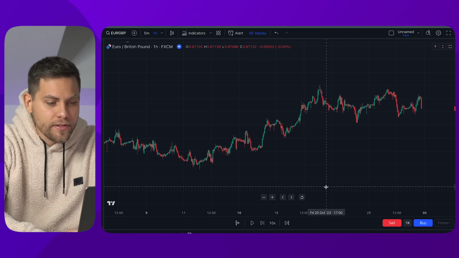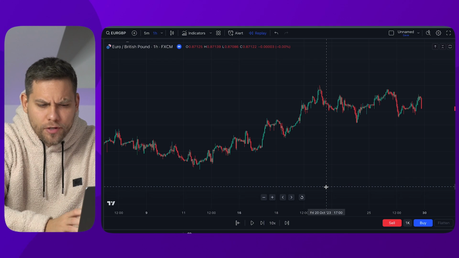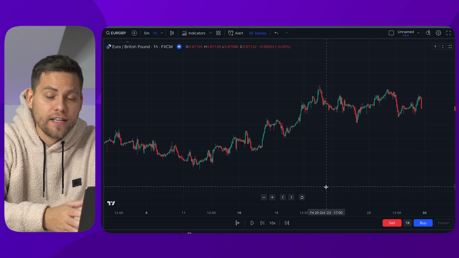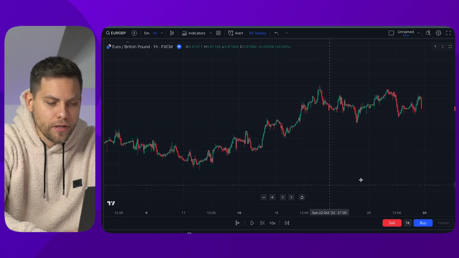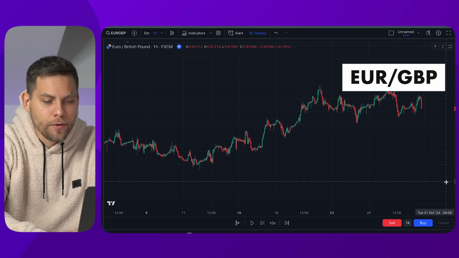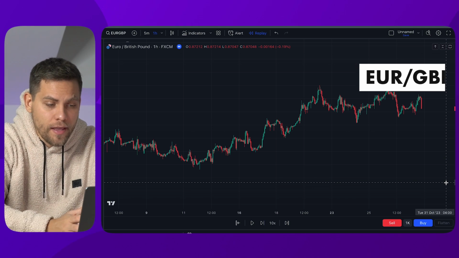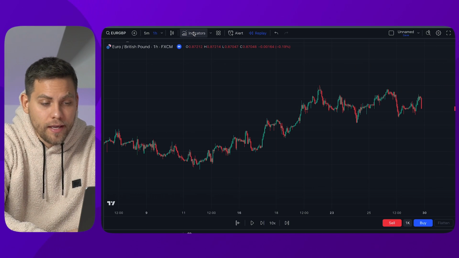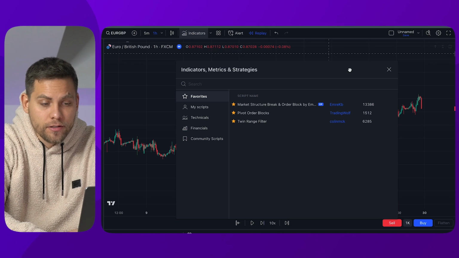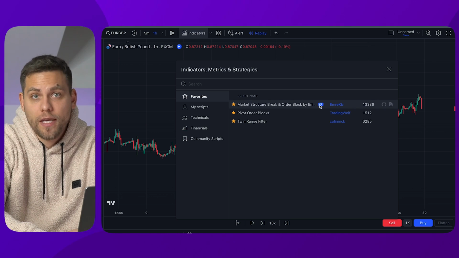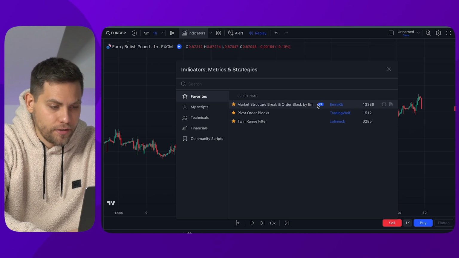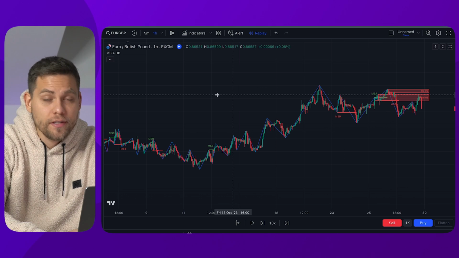Now, let's look at the second order block indicator, so you can choose the one that fits your trading strategy. In this chart, we're looking at the price chart of the euro to pound currency pair. To add this indicator, go back to the Indicators tab and search for the Market Structure Breaking Order by MBB. Click on it to add it to the chart. Next, let's quickly review its settings.